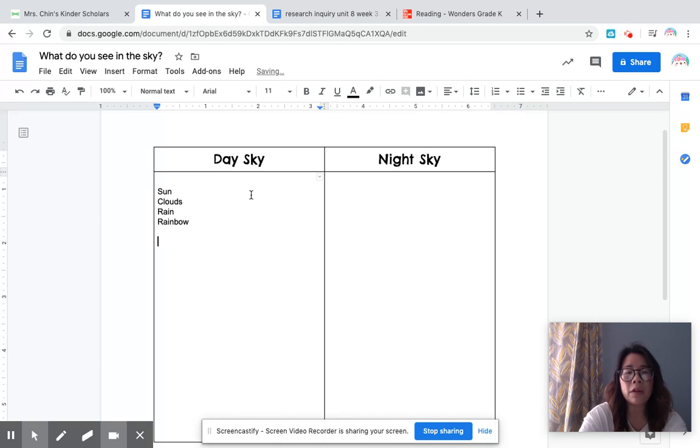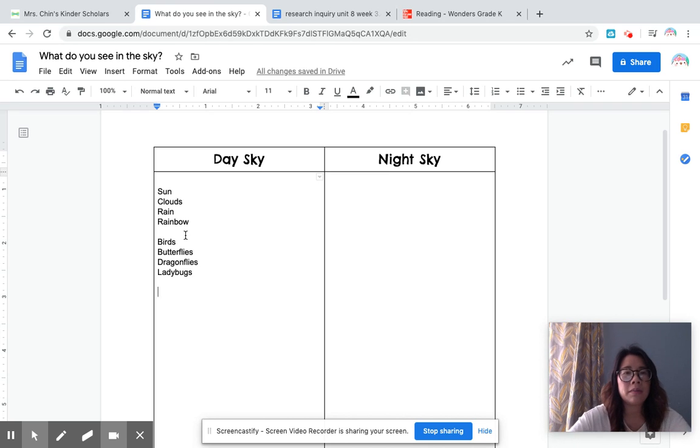Now, what are some animals that you can find in the sky? Well, they mentioned birds, and some specific birds could be like seagulls or pelicans or red birds or bluebirds. So if you want to be a little bit more detailed, you could tell me the name of some of those birds that you can see in the sky. Now, what about some bugs and insects? Well, I remember some friends said they could see butterflies or dragonflies, even ladybugs.